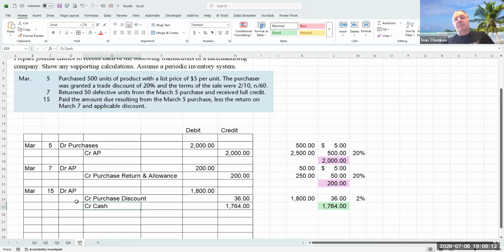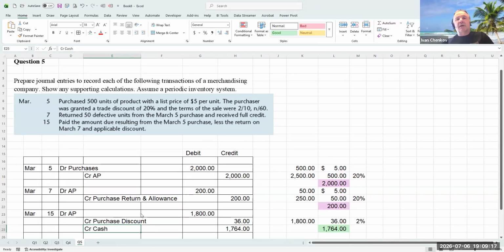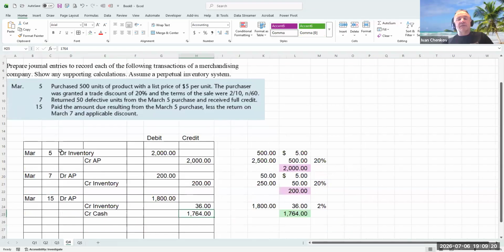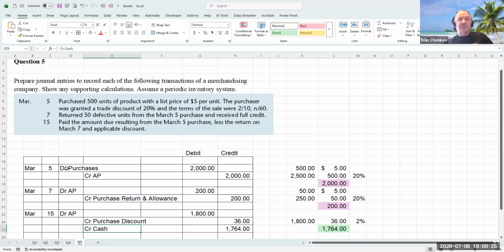And that's how we're gonna make the difference between the periodic and perpetual system. As you can see, in perpetual, everything goes to inventory. In periodic, we're using purchases for the purchases, purchase return and allowances for the return and allowances, and purchase discount for the early payment discount. That's for the purchases. Now let's see what's gonna happen once we start doing sales. Gonna keep going with this setup of the question.